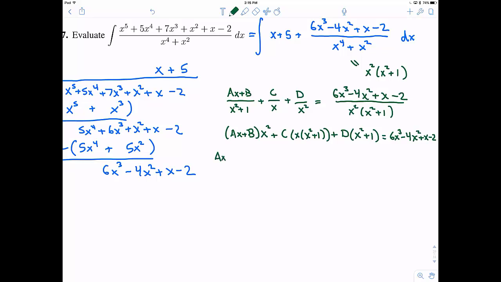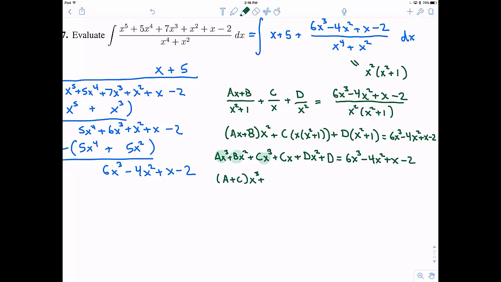So expanding time: ax cubed plus bx squared plus, and let's see, I can do this, cx cubed plus cx, and then plus dx squared plus d. And this is equal to my right-hand side. And now, just as before, I need to collect like terms. So I need to look for my cubes. So it looks like a plus c is my cubes.